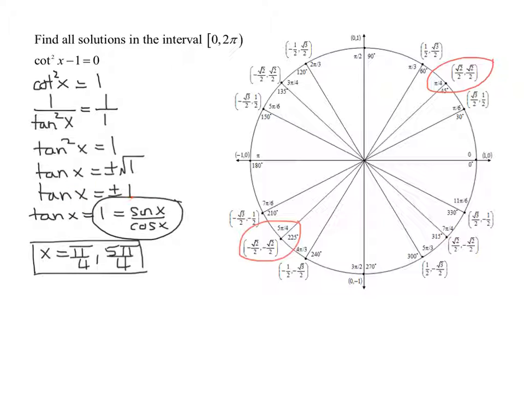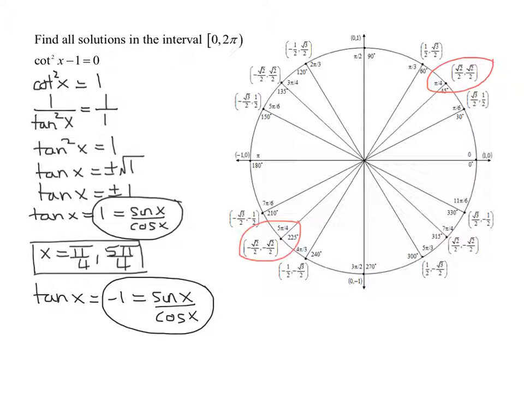Now I need to figure out when is the tangent of x equal to negative 1. That means the sine of x over the cosine of x equals negative 1. That means that the sine of x and the cosine of x are opposites of each other. And where does that occur? That occurs here at 3 pi over 4, where the cosine function is negative the square root of 2 over 2, and the sine function is positive the square root of 2 over 2.